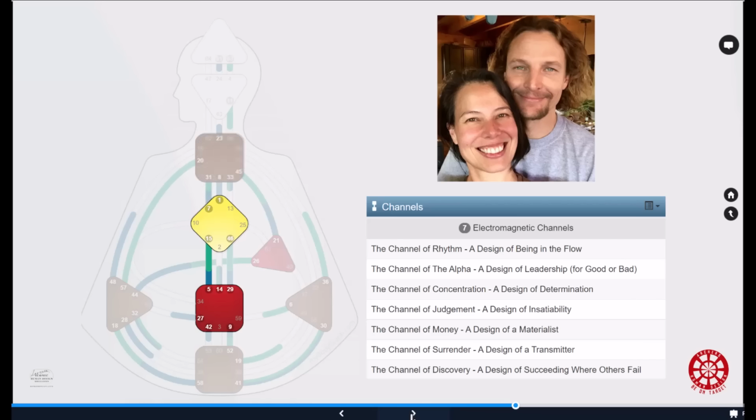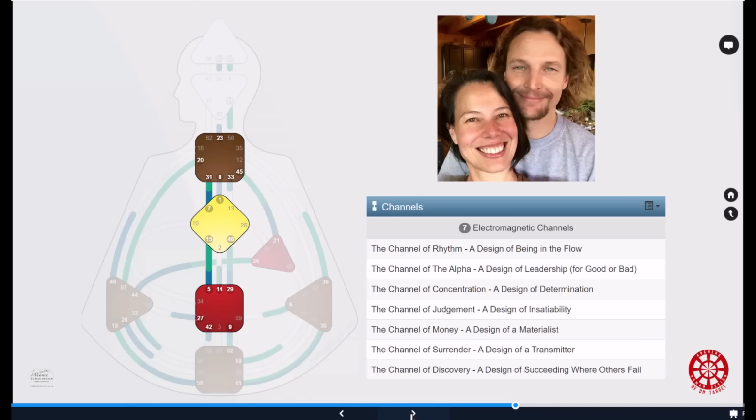We also have the channel of the alpha, design of leadership for good or bad. So you may notice that people tend to look at your relationship as something that could lead us into a safer and more secure future, because of what each of you recognize and invite each other to do, and then put out into the world or manifest in your relationship.